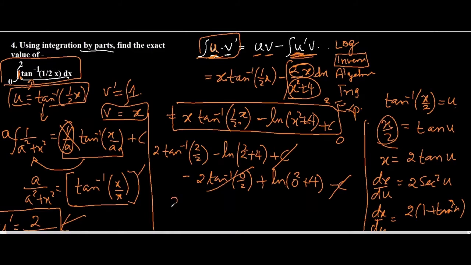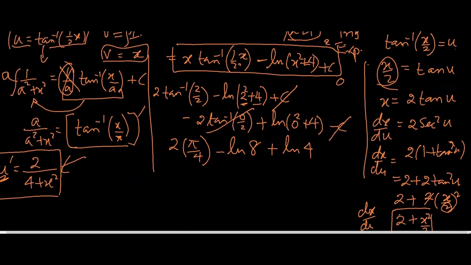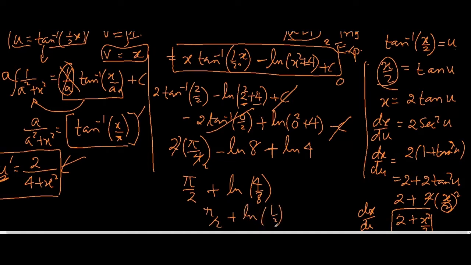Okay, so now 2 tan inverse 1. Tan inverse 1 is pi by 4. So we write pi by 4 here, minus ln 8, since 2 square plus 4 will be ln 8, plus ln 4. Alright, they want us to give the exact value, so we will get it. Pi over 2 plus ln of 4 over 8, because this is positive and that is negative, so that's how they combine. And finally it will be pi over 2 plus ln half.